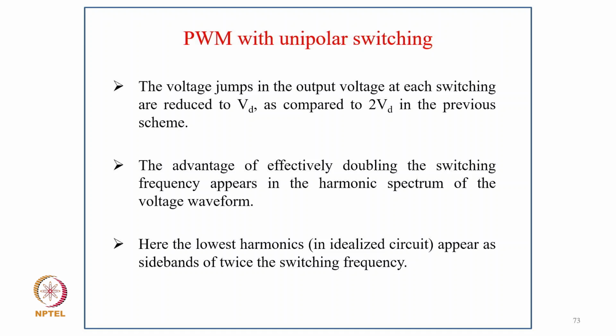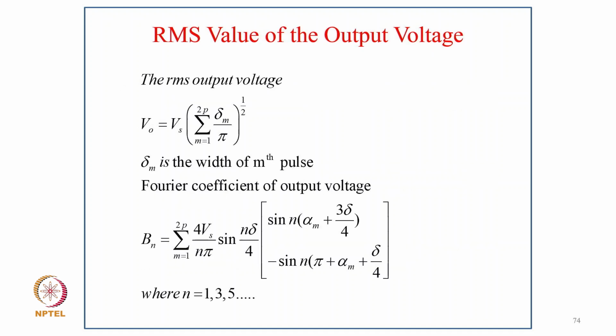The advantage of effectively doubling the switching frequency appears in the harmonic spectrum of the voltage waveform, and here the lowest harmonics, that is idealized, appear as a sideband of twice the switching frequency. The RMS output voltage V equals Vs times the sum over m equal to 1 to 2p of (delta m by pi) to the power half, where delta m is the width of the mth pulse. The Fourier coefficient of the output voltage Bn equals the sum over m equal to 1 to 2p of 4 Vs upon n pi, sin(n delta/4), times [sin(n(alpha m plus 3 delta by 4)) minus sin(n(alpha m plus delta by 4))].